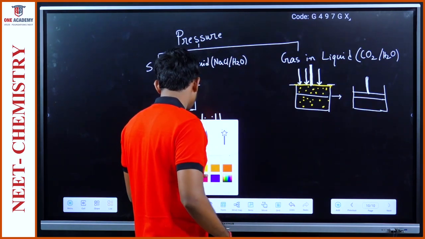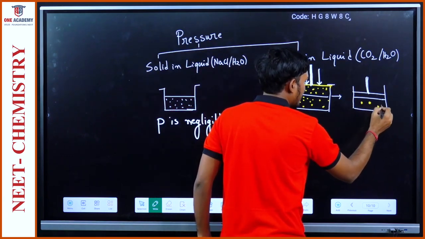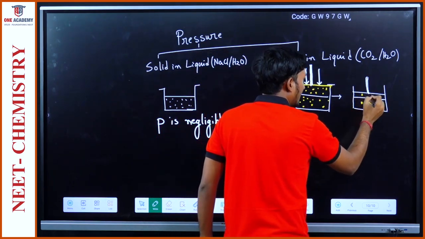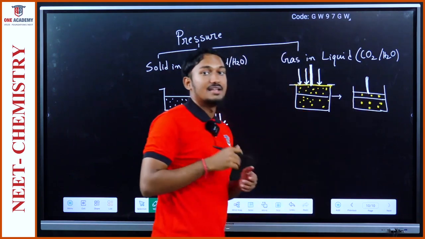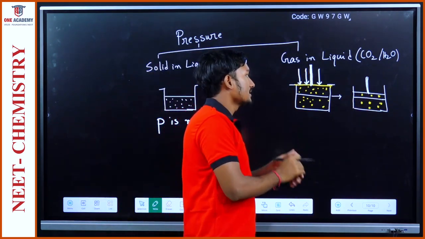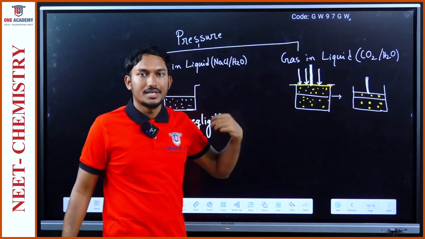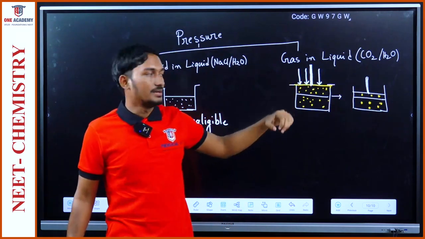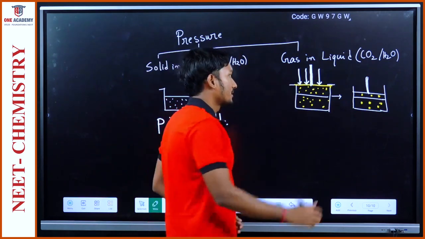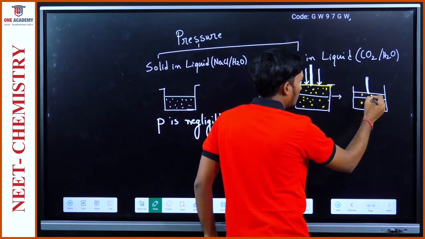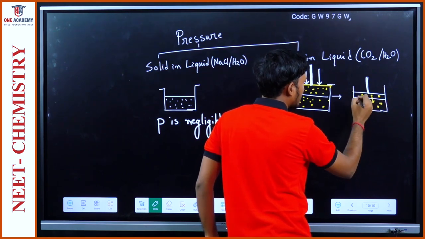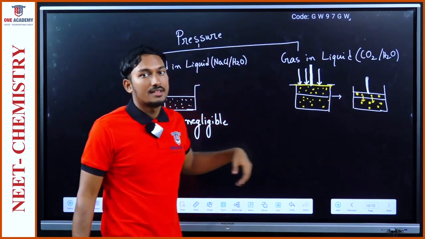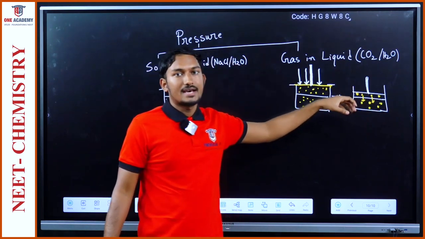Now some gas molecules which were initially there will always be present, and the gas molecules that were in the air will have less space to move around. That means the collision of the gas molecules with the liquid phase will increase, and that's why most of the gas molecules will be coming into the solution. Now, if the gas molecules are coming into the solution, then I can say that the solubility of the gas in the liquid is increasing.